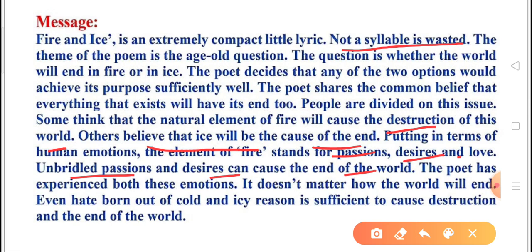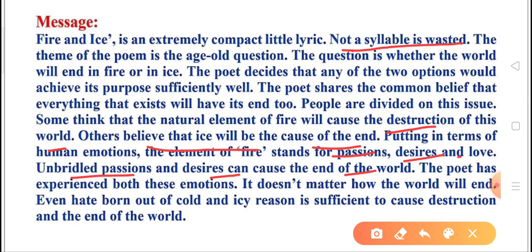He has shared, by the way, his personal experience about his strong desires in life and his hatred also. And not only Robert Frost, we also have these emotions and such experiences. At some point of time, obviously, we feel very desirous and we feel overwhelmed with emotions also. So this is a common experience and a universal experience, we can say. It doesn't matter how the world will end. Even hate born out of cold and icy reason is sufficient to cause destruction and the end of the world.